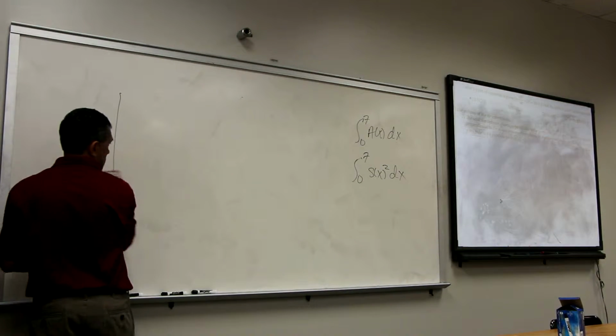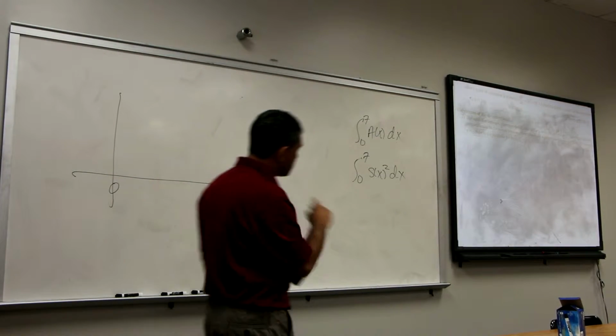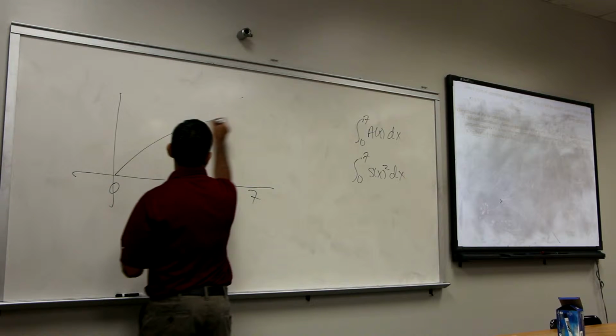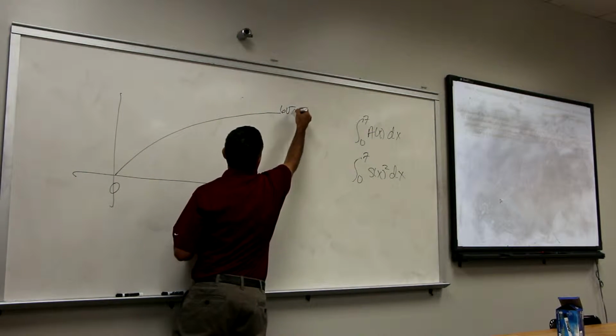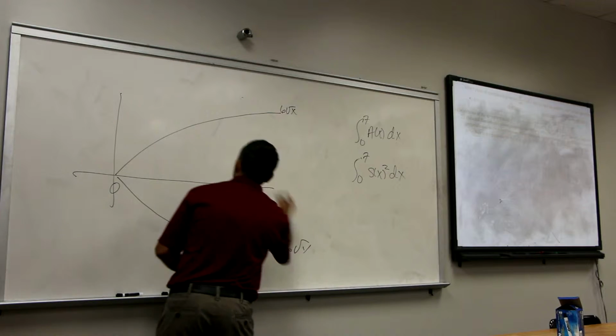So we go from 0 to 7. What is it? 6 square root x here, and here, negative 6 square root x. And then you start putting your squares in here.